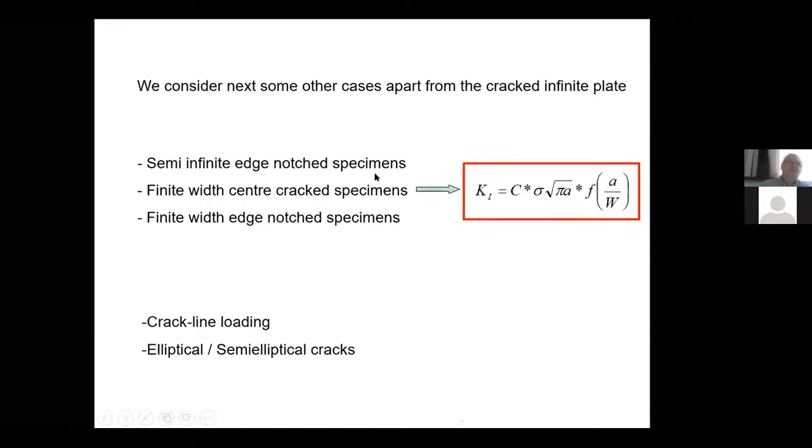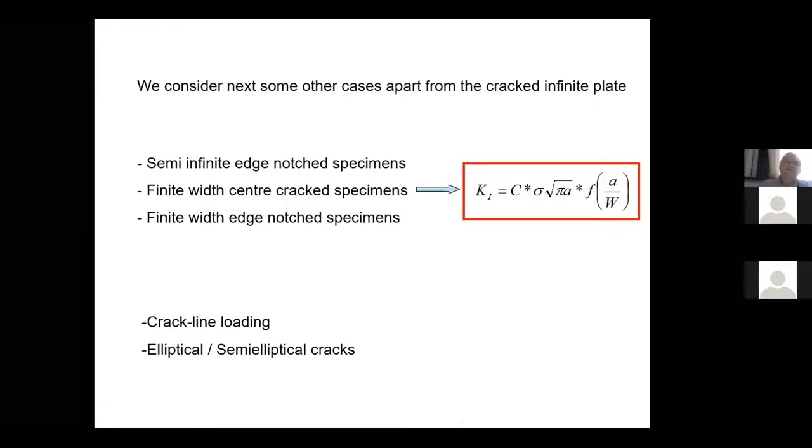So in a general case, K1, which is the stress intensity factor, is some constant related to any geometry different from the centrally cracked infinite plate. And then this already well explained sigma times square root of pi a, and then some function of geometry, of course the dimensionless crack length, so a divided by W, the dimension in which a exists.